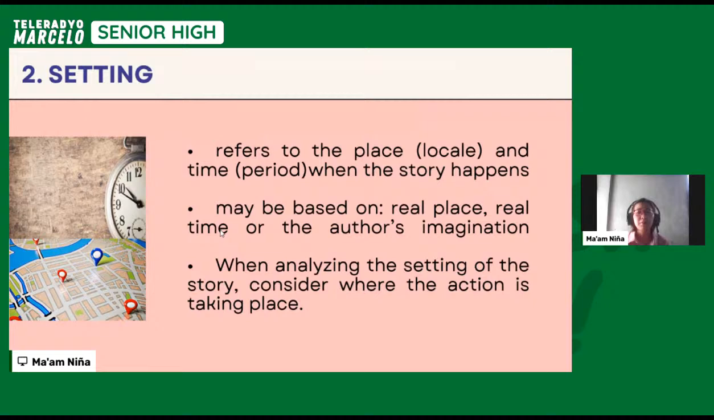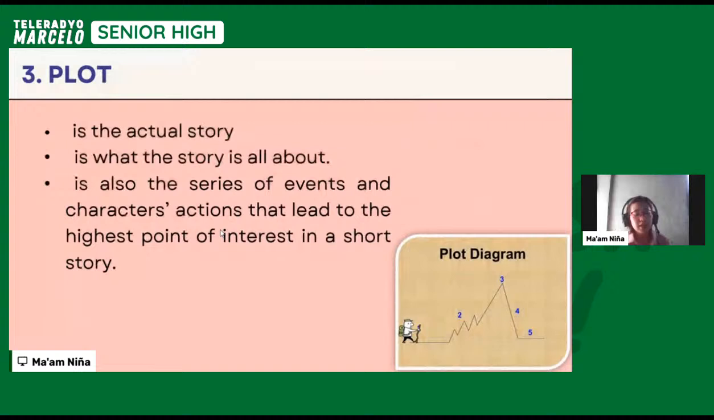Okay. So the next element is the plot. This is the actual story. Actually, the one I presented to you a while ago for the motivation activity is the plot of the story. This tells what the story is all about. When we read the plot, there is a series of events and characters' actions that lead to the highest point of interest in a short story.